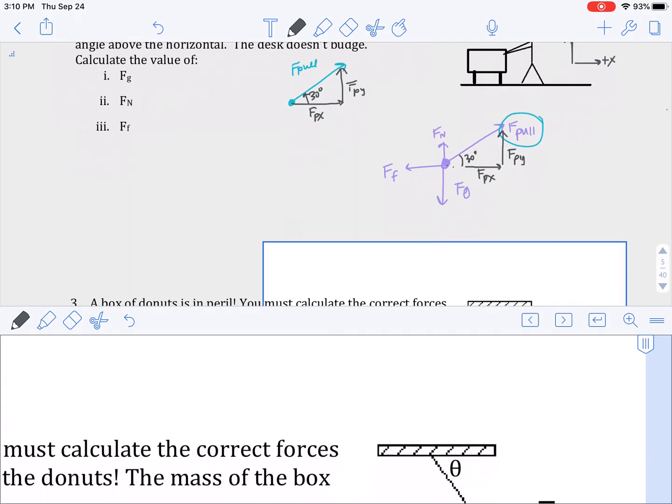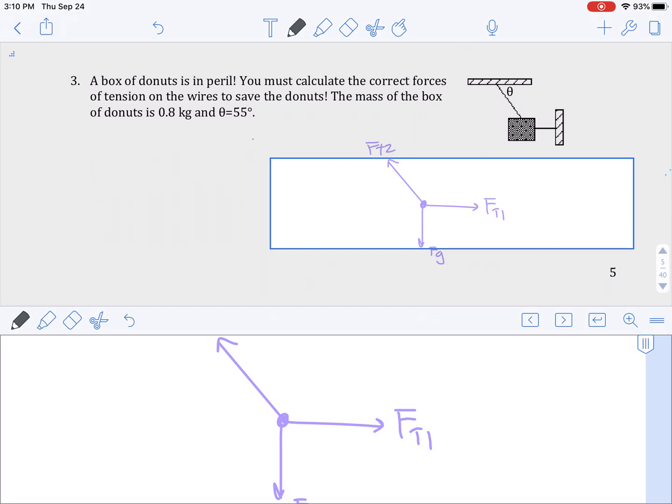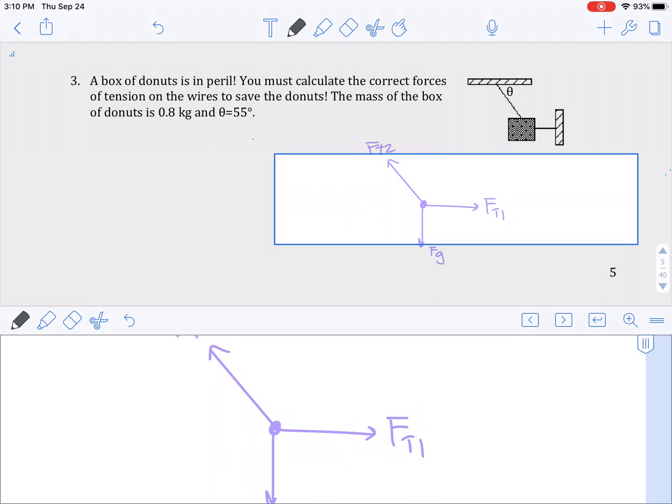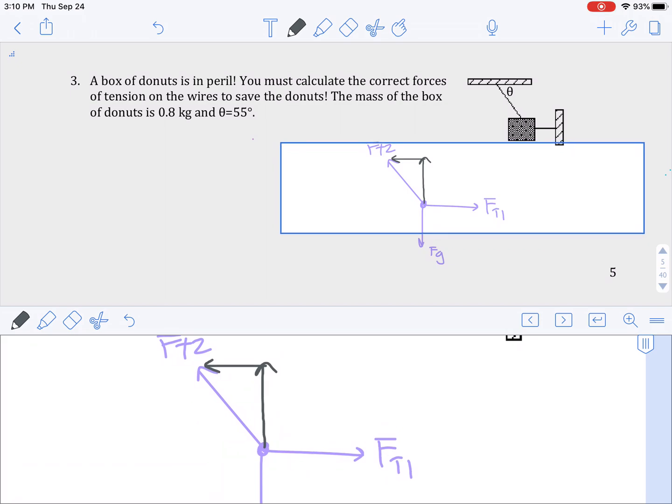Okay, now let's do number 3. So we've got our force of tension in the horizontal direction, we've got our force of gravity in the vertical direction, and then we have FT2, which is at an angle, so it's both up and to the left. And so we are going to make our components both up and to the left. So up and to the left. And again, if that's really confusing, you don't necessarily have to do it on your FBD. You can also do it off to the side.